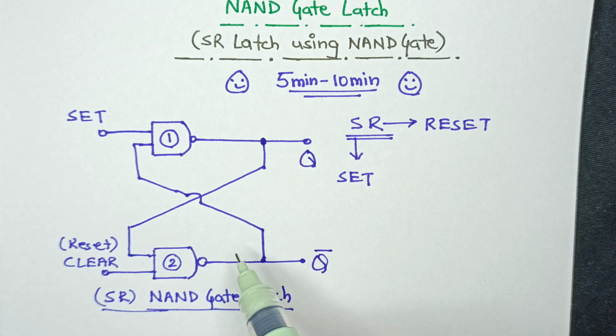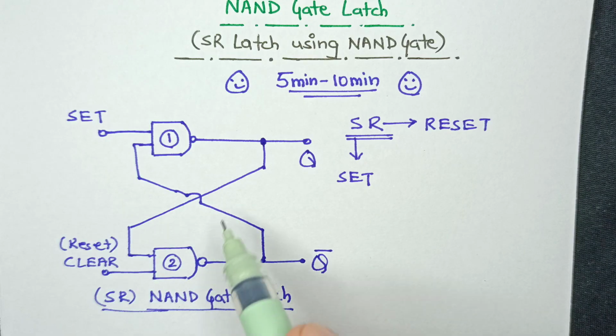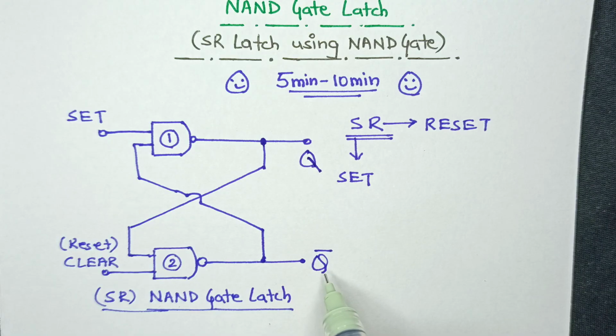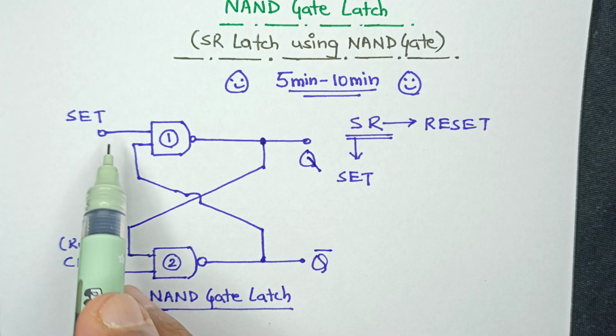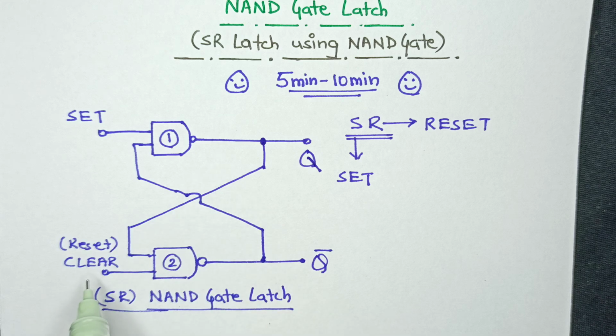Now under normal conditions, these outputs will always be the inverse or the complement of each other. As you can see, we have taken Q here and Q bar over here. The latch has two inputs known as set and clear. The set input sets the Q output of the latch to 1, while the clear, this one here, sets the Q output to a 0 state.